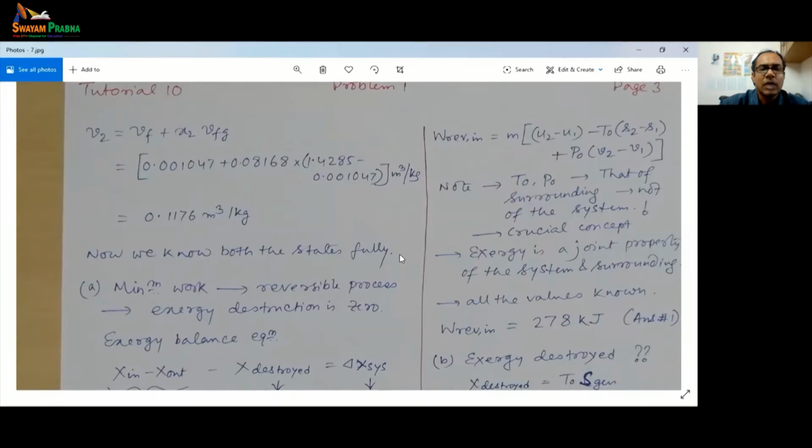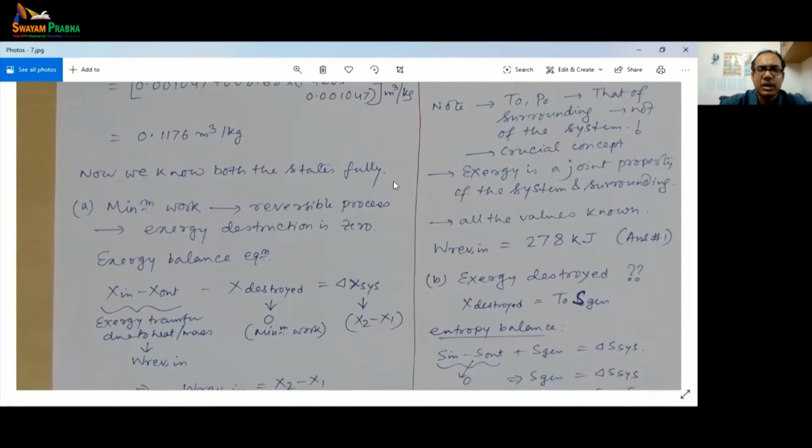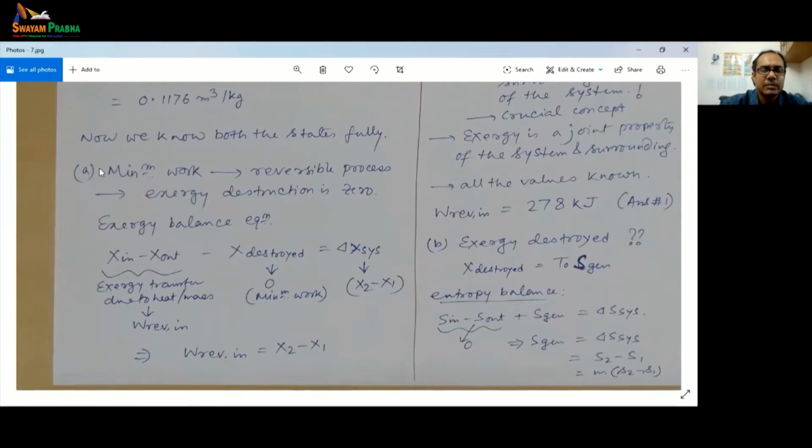Okay, so now we know both the states fully, all the information we obtained. Now the first part of the query asks what would be the minimum work input. Minimum work means if the process was reversible, then with the least amount of work you could accomplish the same amount of boundary work or same amount of delta U. For that, exergy destruction has to be 0.